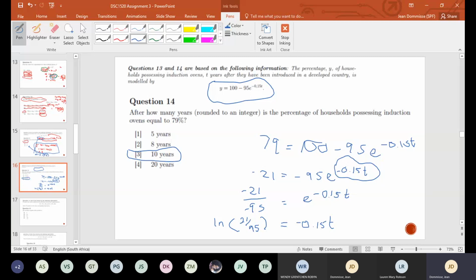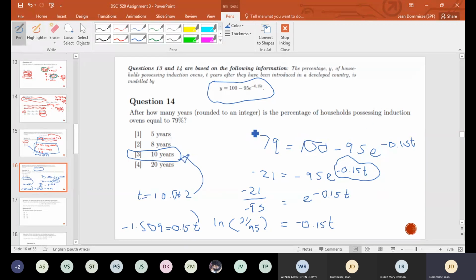You will probably need to say 21 divided by 95. Ln of that is minus 1.509, and that is equal to minus 0.15t. So minus 1.509 divided by minus 0.15, so then t gives me around 10,062, which is then that answer.